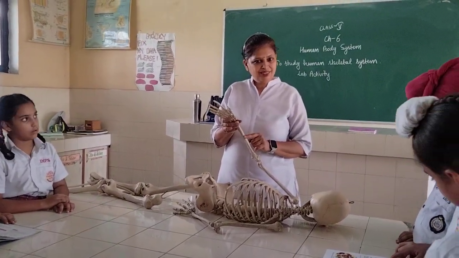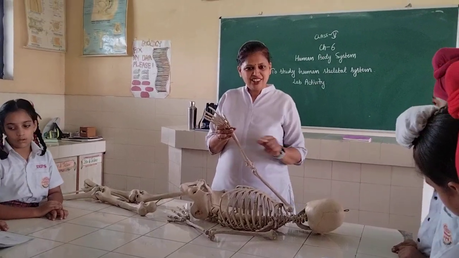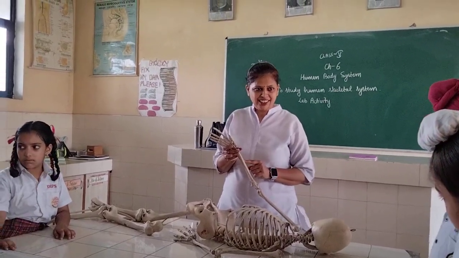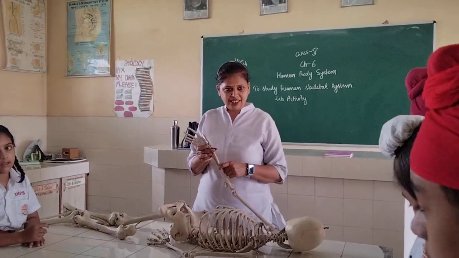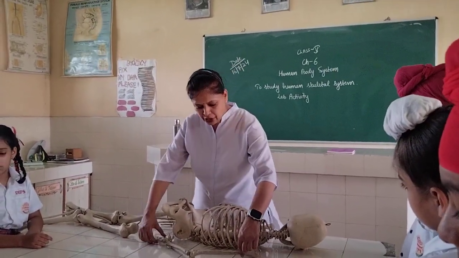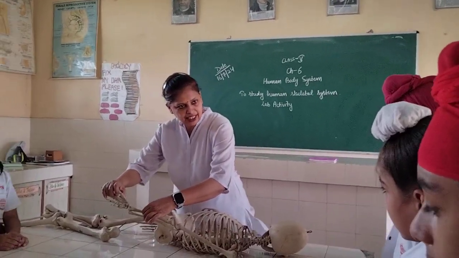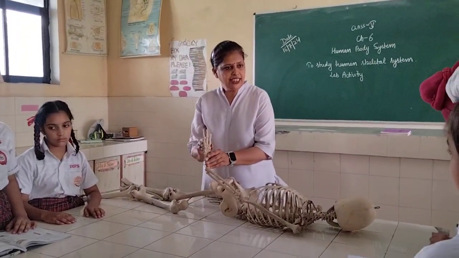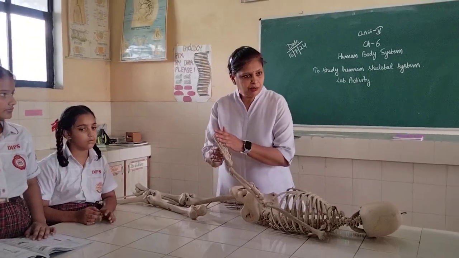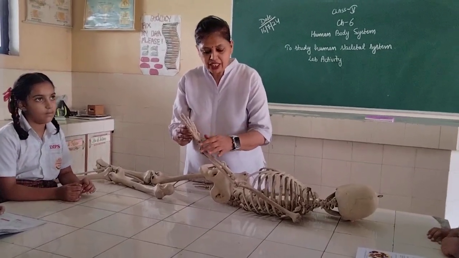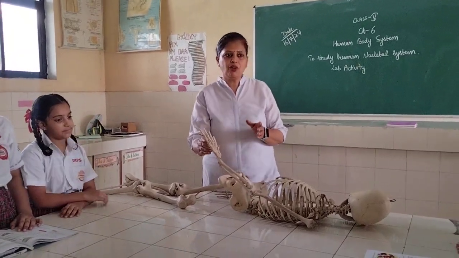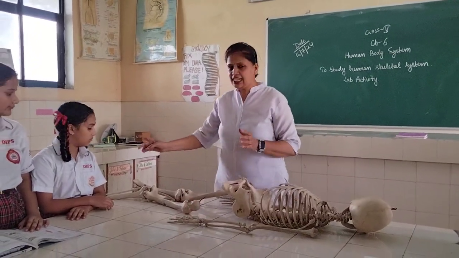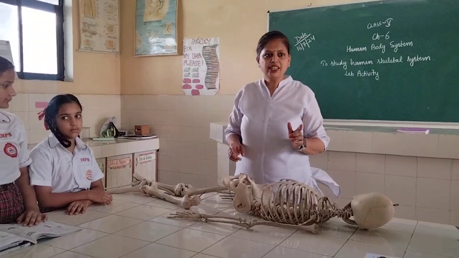And what do we call these two? This is the humerus, and these are the ulna and radius. These are the hand bones, and the fingers are called phalanges. What do we call the fingers? Phalanges. If it is of the hand, then it is called carpals and metacarpals. If it is of the foot, then it is called tarsals and metatarsals.